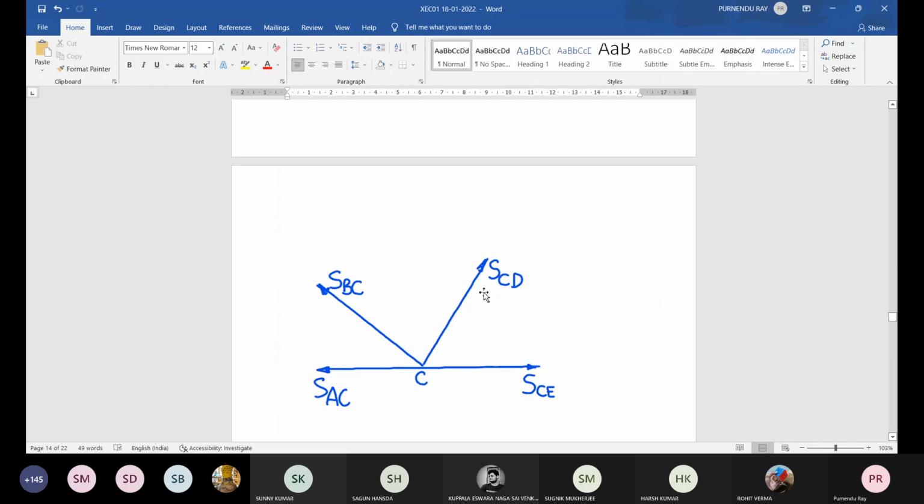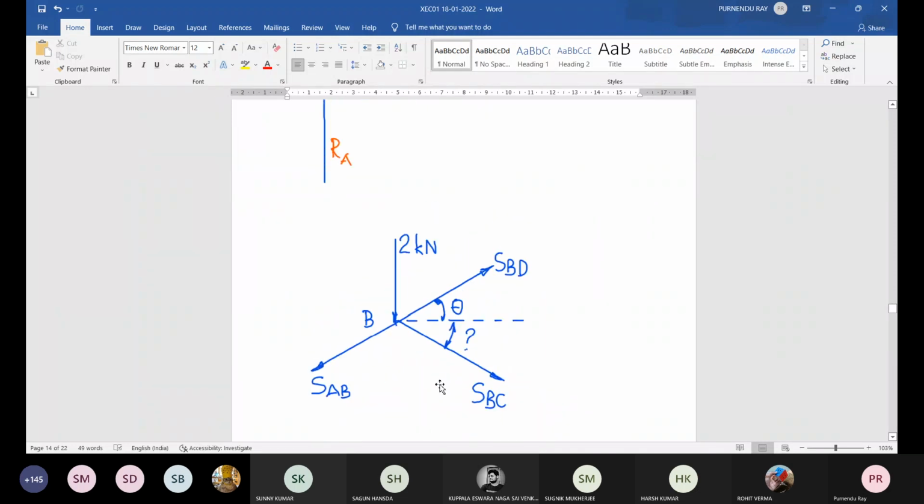Now, it will be easier to solve because SCD is the inclined force out of these two unknowns, and SCE is the horizontal force. So in that equation, sigma FY is equal to zero, there is no contribution from SAE, no contribution from SCE, only contribution from SBC, which is known. Then SBC multiplied by cosine of this angle, positive, plus SCD multiplied by sine of this angle, that is also positive. In that equation, only one unknown is there, the force in the member CD.